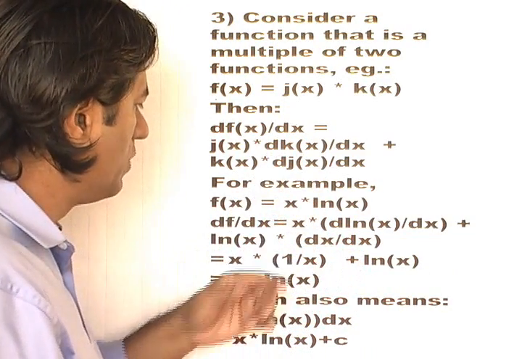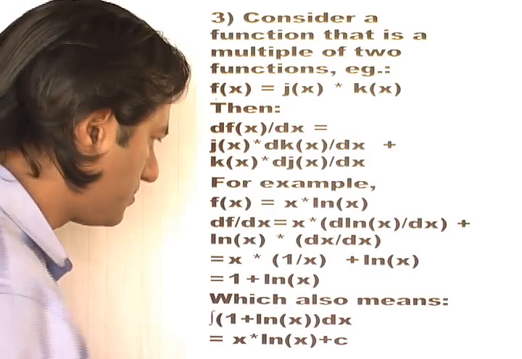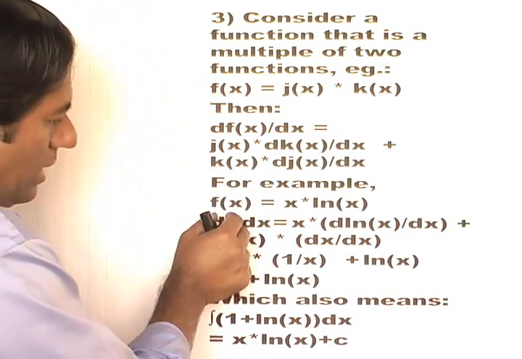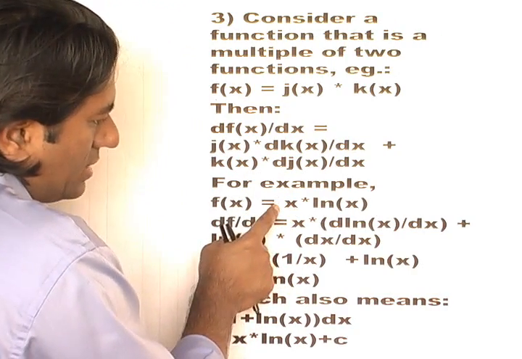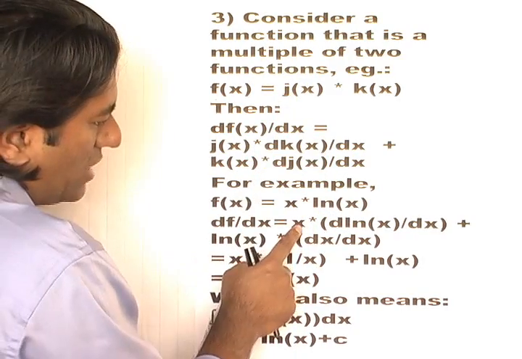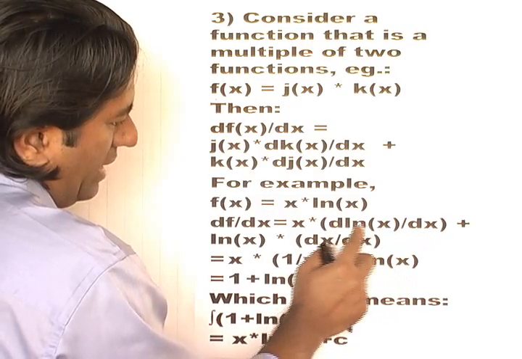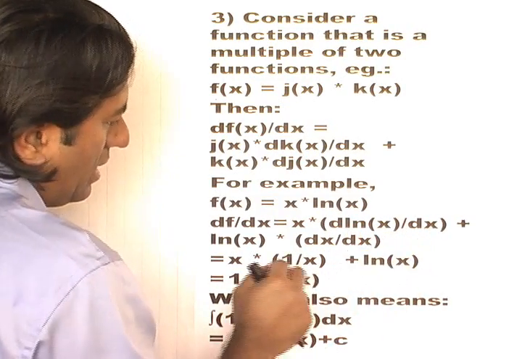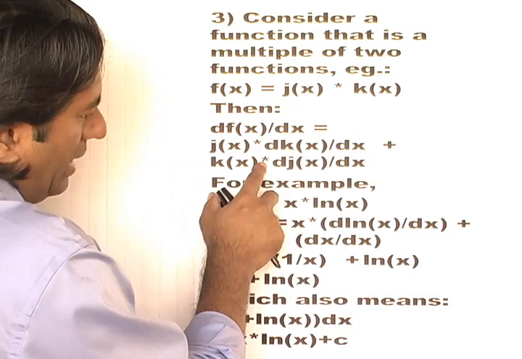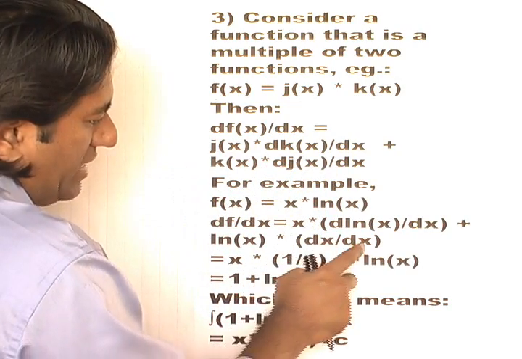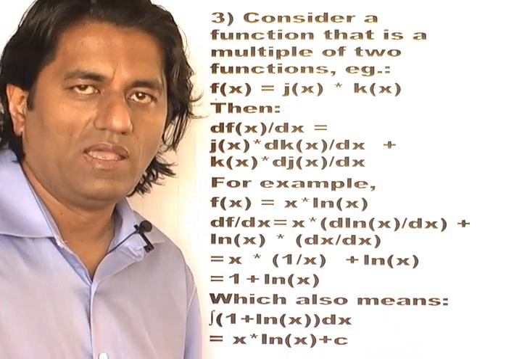An example of application of this would be, suppose f(x) equal to x multiplied by log x, then the derivative of f with respect to x would be the first function, which is x, or our j(x) here, the first function x into the derivative of the second function, that would be d log x by dx, plus the second function, which is log x, into the derivative of the first function, which is dx by dx. dx by dx is simply 1, the rate of change of something with respect to itself. That ratio is always 1.